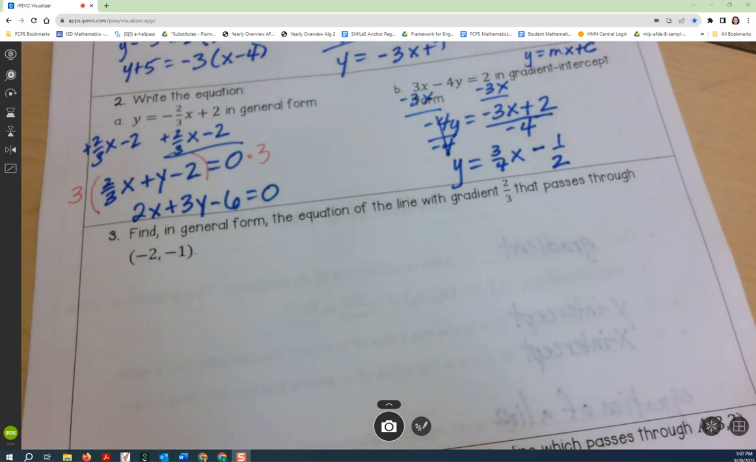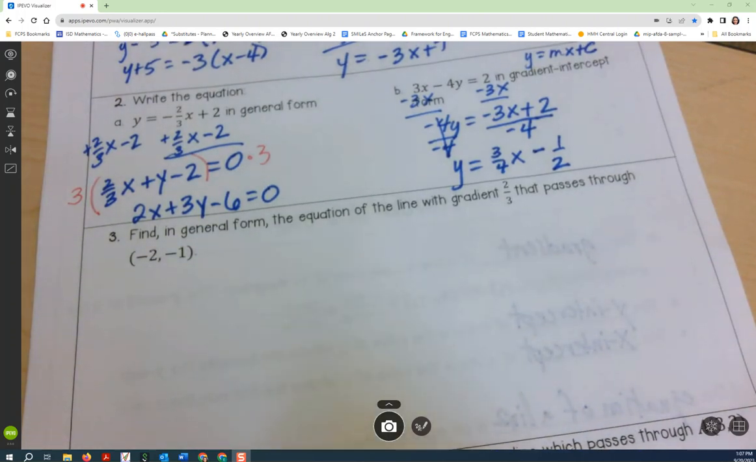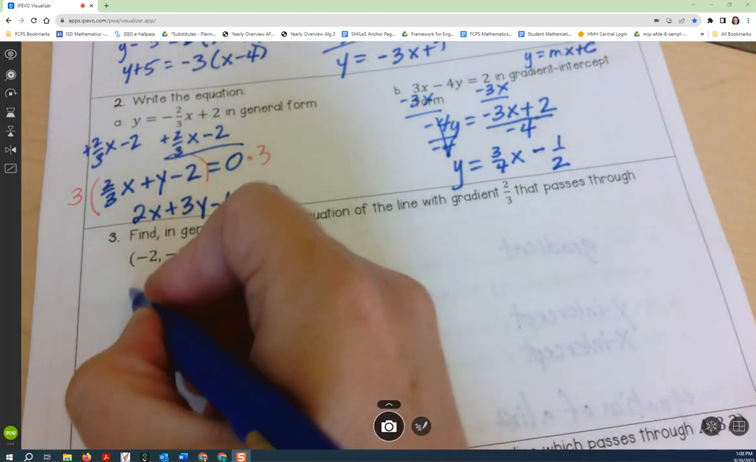All right, so we need to end up with the general form here, but because we're given the slope and a point, we're still going to start with the point gradient form, which is this one.